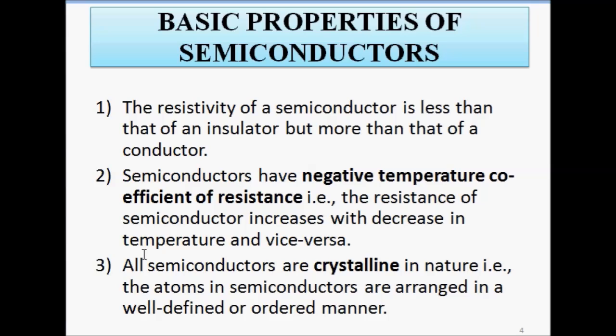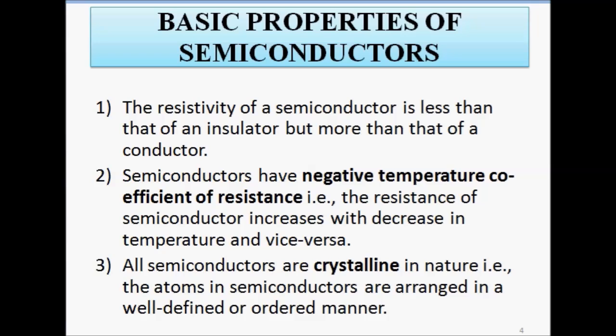The third interesting property about semiconductors is that they have a crystalline structure. Their atomic structure is crystalline in nature, which means that the atoms in the semiconductors are arranged in a well defined, ordered way. A proper design is there, a proper well defined way in which the atoms of the semiconductors are arranged. So that's property number 3, that is, they have a crystalline atomic structure.